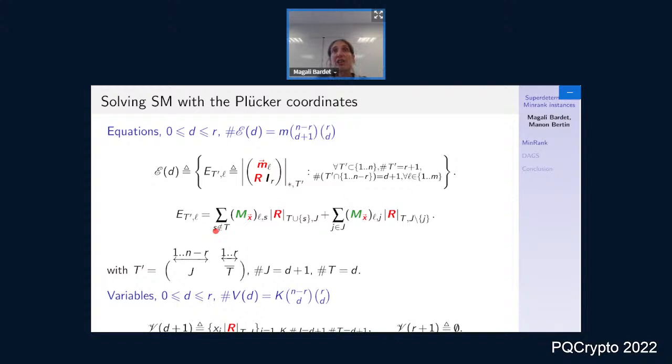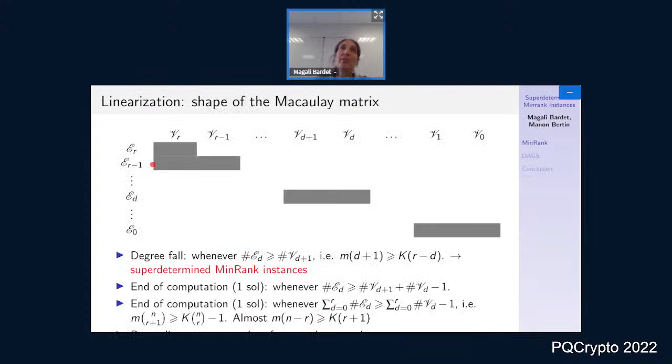So linearizing the system is just writing a Macaulay matrix where all the rows are the equations here and the columns correspond to the monomials, all the possible monomials. And when we do that, we see that all blocks of equations of degree D correspond to monomials of degree just D plus 1 and D. So we have a Macaulay matrix with this shape, where here we have equations in one block that have non-zero entries just in two blocks of columns. And the exception is for the first block because we had degree R plus 1, so monomials of degree R plus 1 are not here. And so we can try to linearize the system.